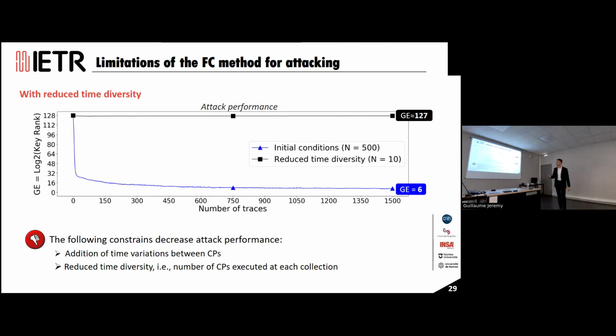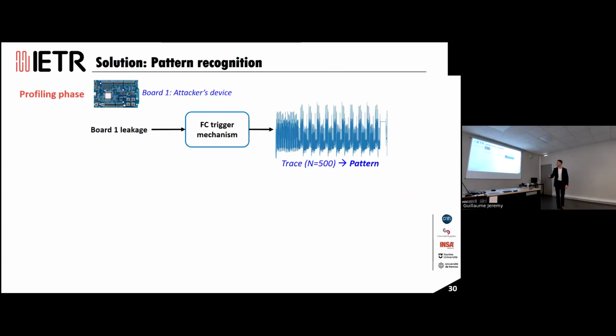In order to remove this limitation, we propose to use another method to collect the traces. And this method is pattern recognition. So for pattern recognition, in a profiling phase where the attacker handles a similar device as the one from the victim, we are going to keep using the initial method, the frequency component method, because in a profiling phase, we can make sure that there is no time variation and that we have a good time diversity order.